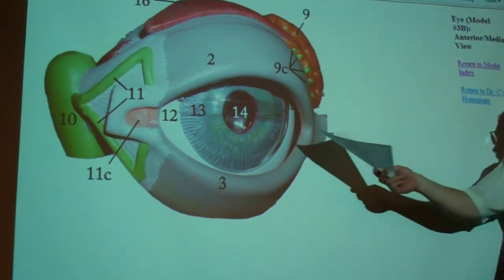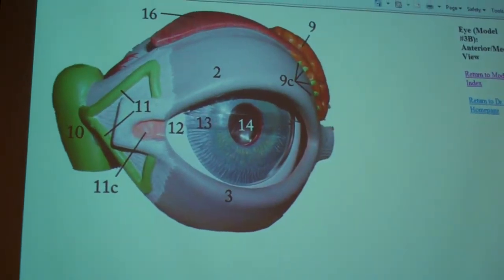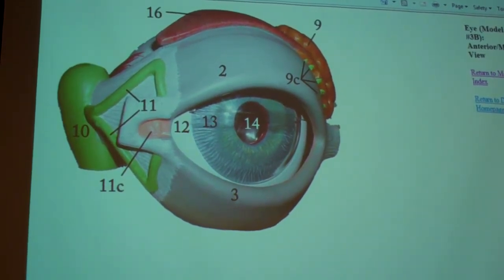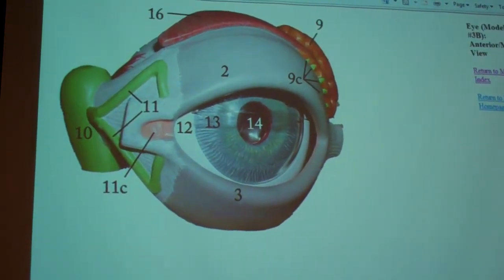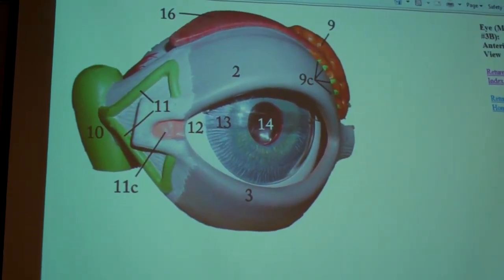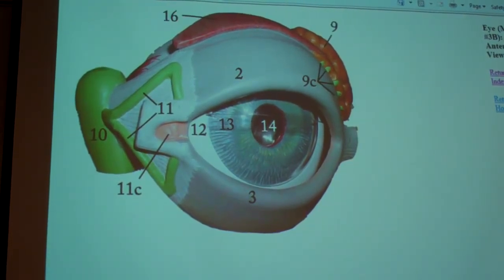What do you think you call 11s? What are those? Lacrimal canaliculi. What does that mean in English? Tear canal. Those are lacrimal canaliculi. Remember your bones had those too? Like canaliculi? So those are my tear tubes, basically.